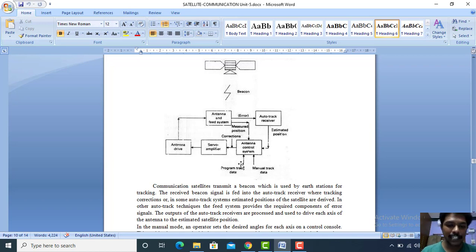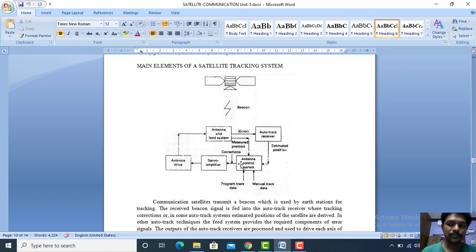Or if you want to track any programmed movement of the satellite with its position, then we have to give control from the control system. Then the servo motor and servo amplifier will operate to send these signals. Meanwhile, it will do some corrections if required. The corrections are nothing but the predictions that are already stored in the tracking system.